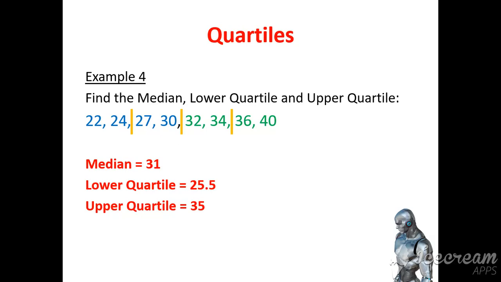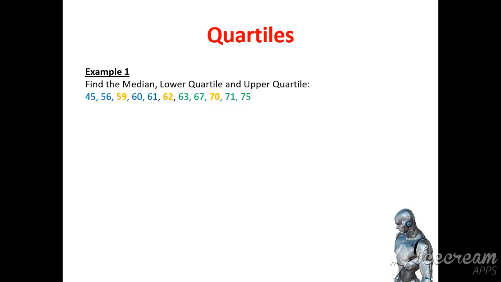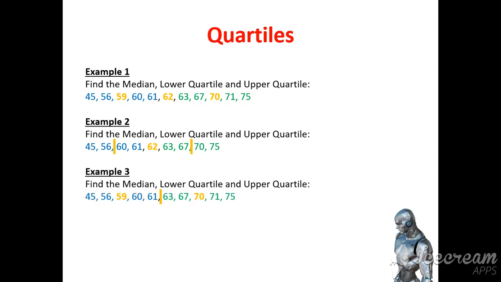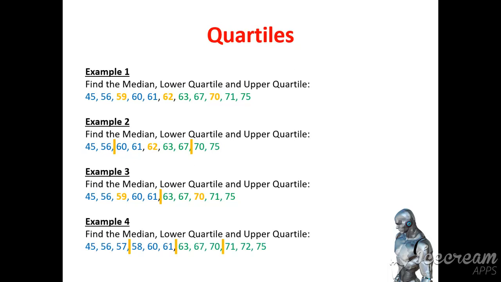Right, wow, what a whirlwind ride on quartiles. So here's example 1 once more. We found the middle number is 62 and the lower quartile 59 and the upper quartile of 70. So that was nice and easy. Example 2, we found the median of 62, but the lower and upper quartiles were between 2 numbers. In example 3, the median was between 2 numbers and the lower and upper quartiles were a number. And in our last example we just did, the median was between 2 numbers and the lower and upper quartiles were between 2 numbers. Please go away and practice this.